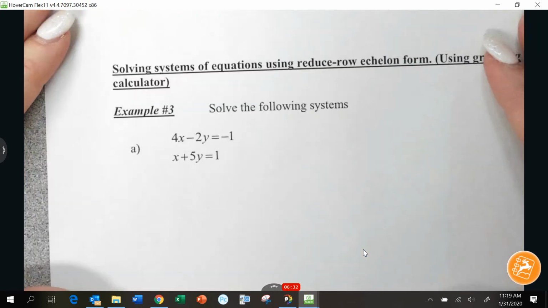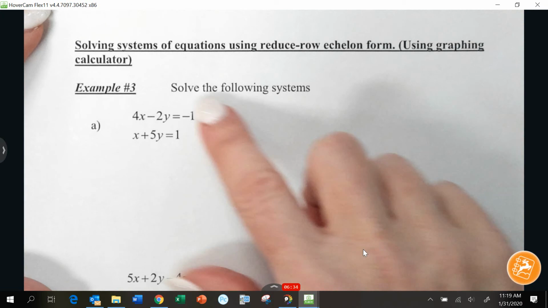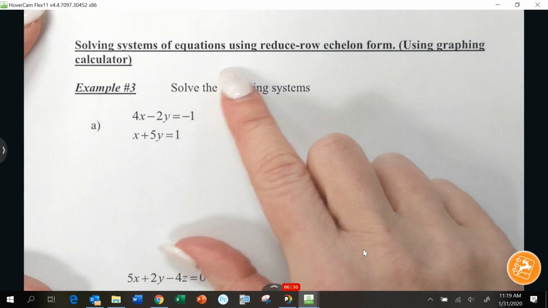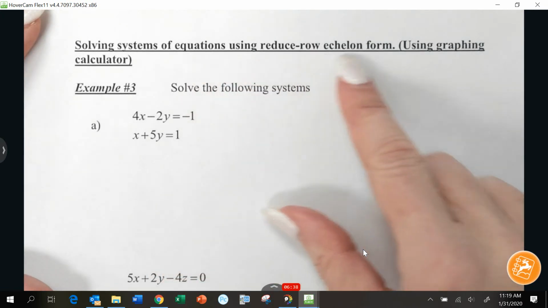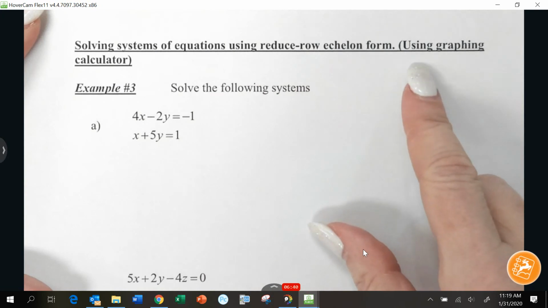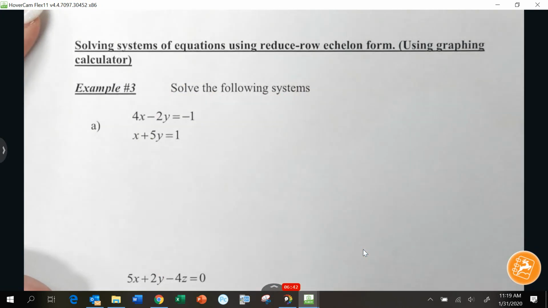The last page of notes: solving systems of equations using reduced row echelon form, and in parentheses, using graphing calculator. Yay! So you need your graphing calculator.